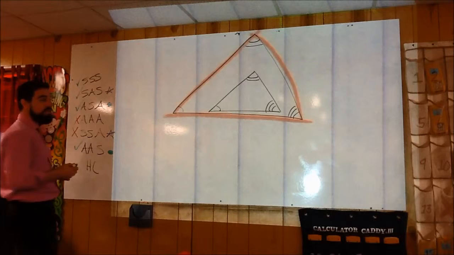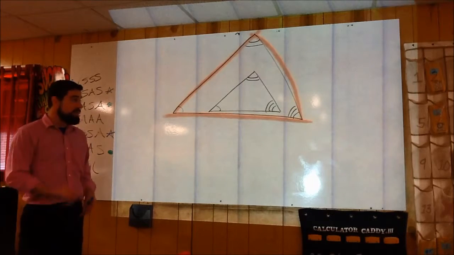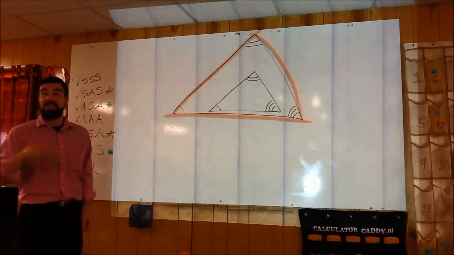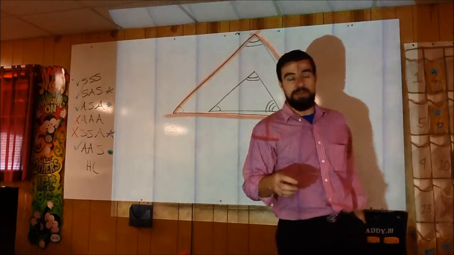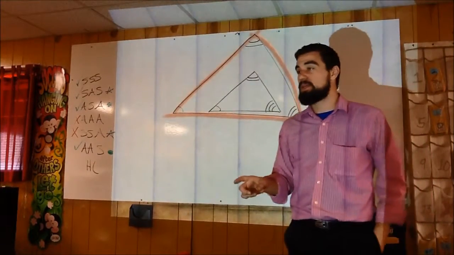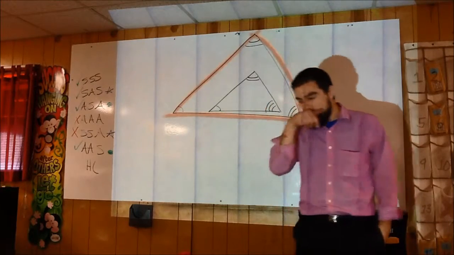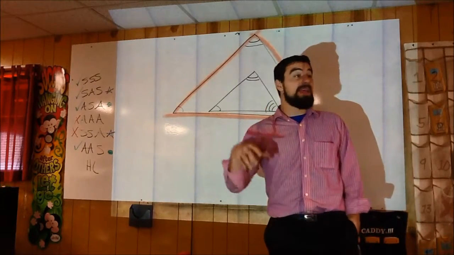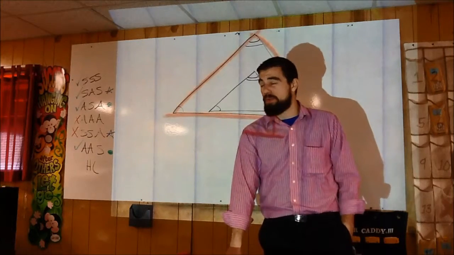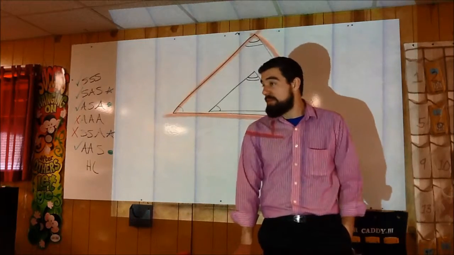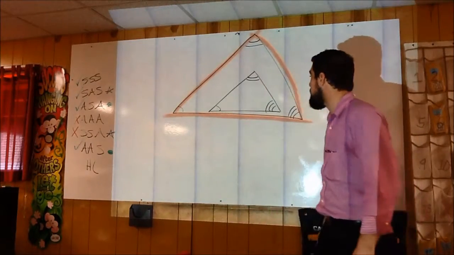Angle, angle, angle. If you know the three interior angles are congruent, that does not ensure that the triangles are congruent. They're definitely similar, but not congruent. And on our test, we're actually going to write not enough information, because we don't know whether or not they're congruent. They could be congruent, but there's just not enough information.